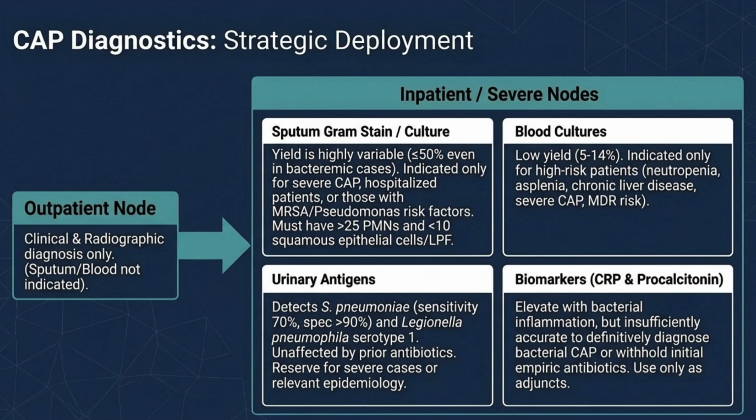In the outpatient node, diagnosis is strictly clinical and radiographic. Sputum or blood cultures are not indicated. For inpatients, deployment becomes strategic. High-yield urinary antigens for Streptococcus pneumoniae and Legionella are fast and unaffected by prior antibiotics. Biomarkers like procalcitonin can help, but they are insufficiently accurate to withhold initial empiric antibiotics if you clinically suspect a bacterial infection.